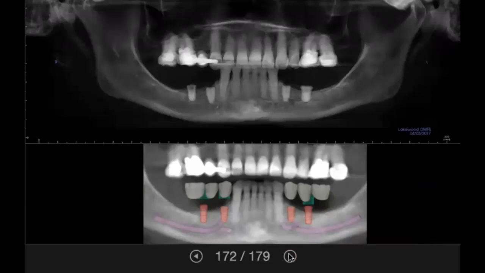Note implant number 19 was switched to a larger diameter implant due to a low insertional torque value. In this case, it was not possible to place a longer implant due to the proximity of the implant to the inferior alveolar nerve.